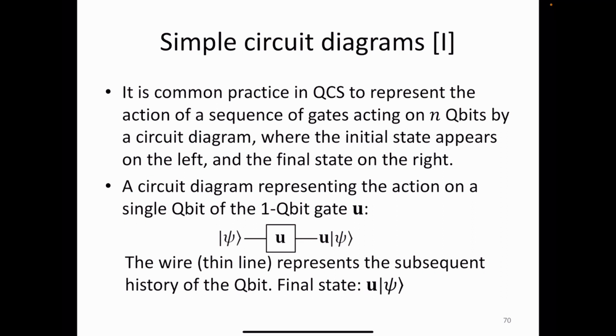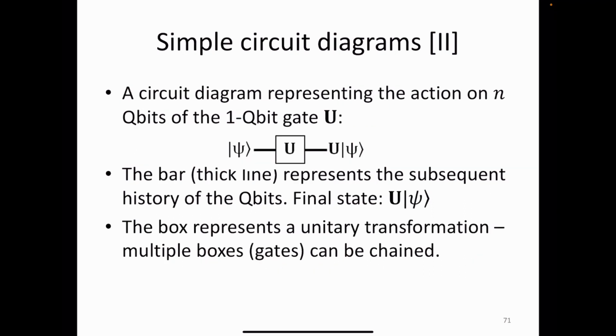They give you the possibility to construct circuits graphically, with a graphical user interface. A circuit diagram representing the action on a single qubit of a 1-qubit gate U is given by this circuit here. We have an initial state psi, apply the gate U to it, and then we get the result U of psi. The wire, the thin line here, represents the subsequent history of the qubit, leading us to the final state. A circuit diagram representing the action on n qubits of a gate is given by U. Here we have the bar, the thick line, representing the subsequent history of the qubits.